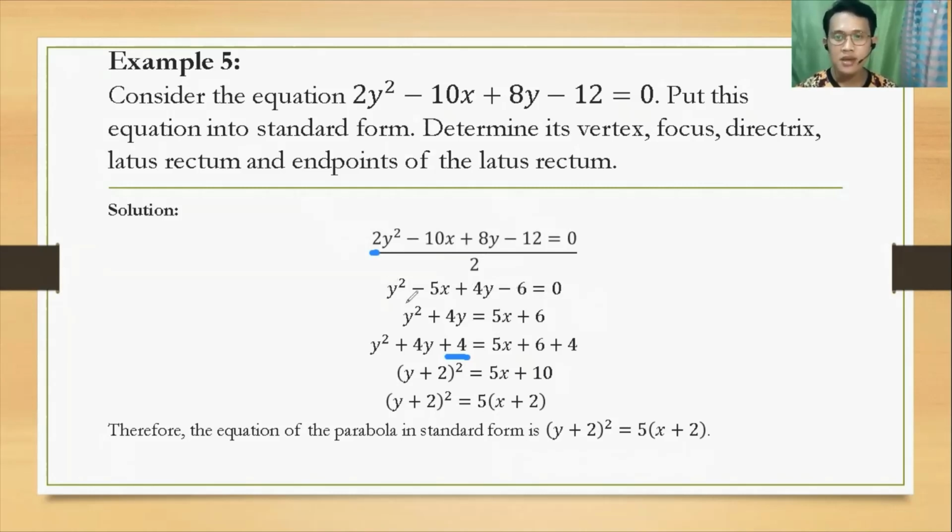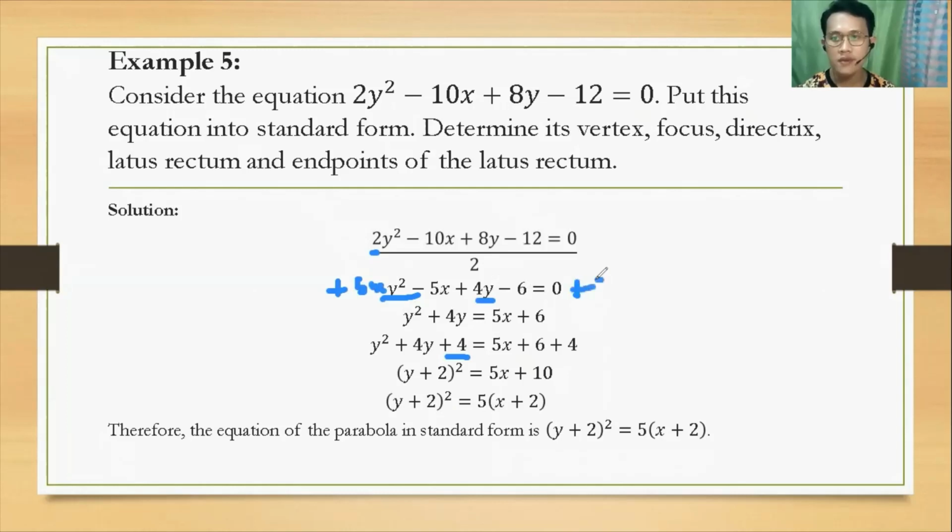You regroup them. So we can regroup the y terms here: y² + 4y = 5x + 6. Sir, what happened to negative 5x? Why is it turning into a 5x? It's all because you are adding 5x to both sides.